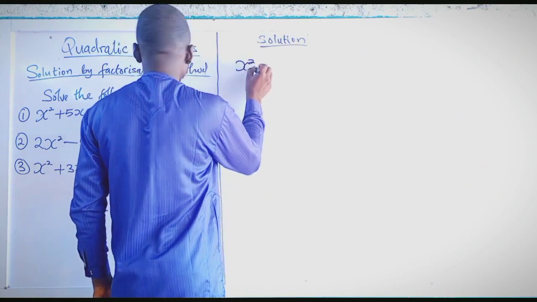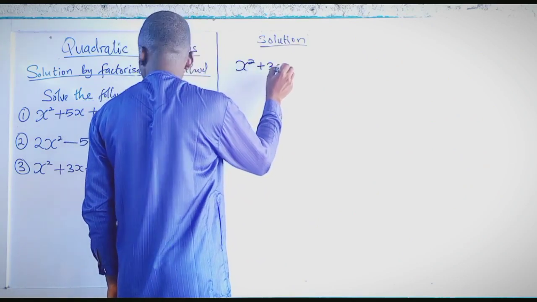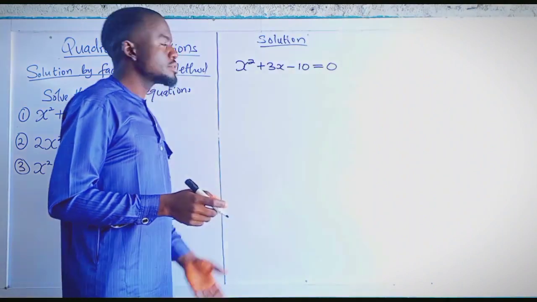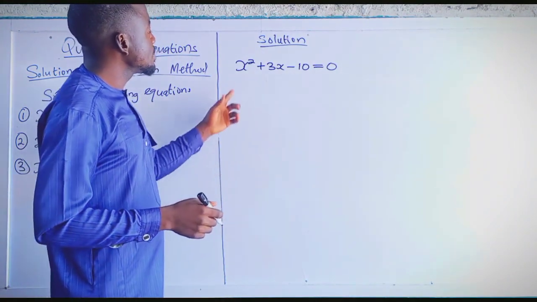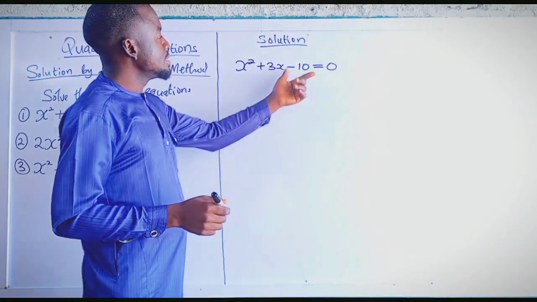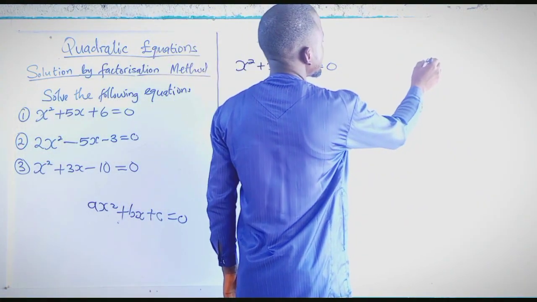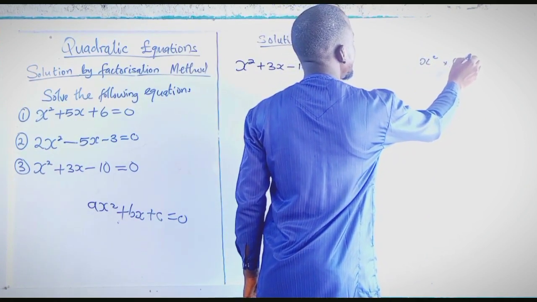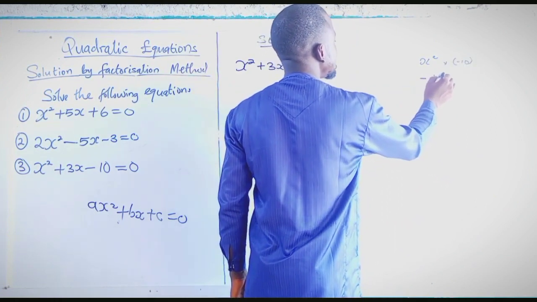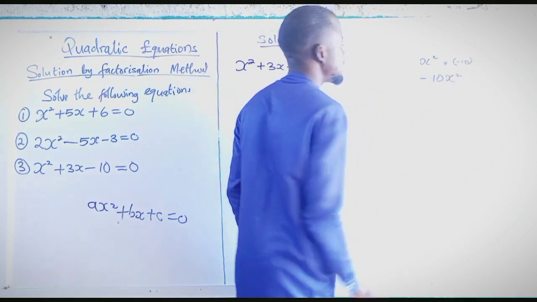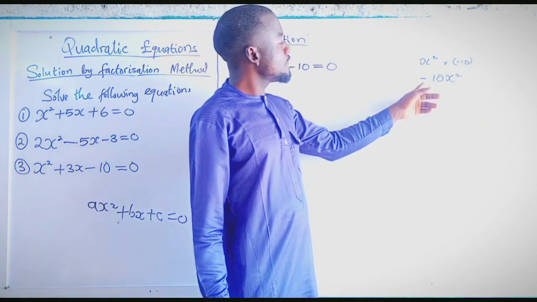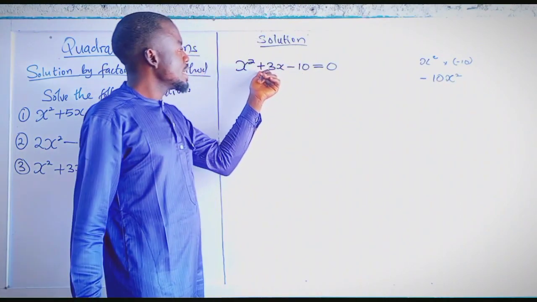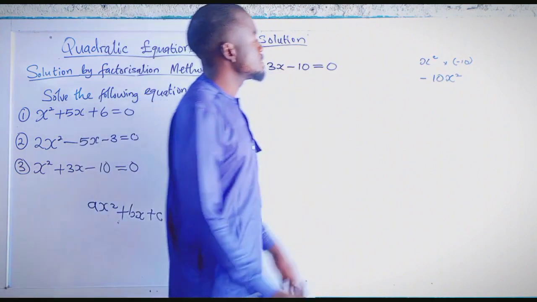x squared plus 3x minus 10 is equals to 0. Just like we have done in the previous examples, we'll multiply the first term and the constant term. So we have x squared times minus 10, which gives us minus 10x squared. Now, what we have to do is look for factors of minus 10x squared that, when you sum them, you get plus 3x.